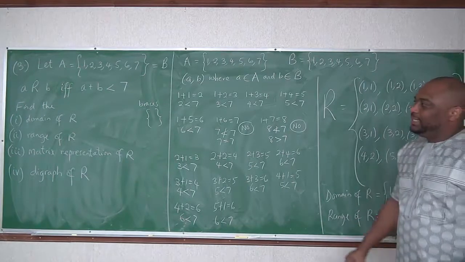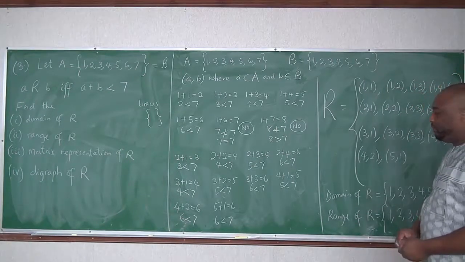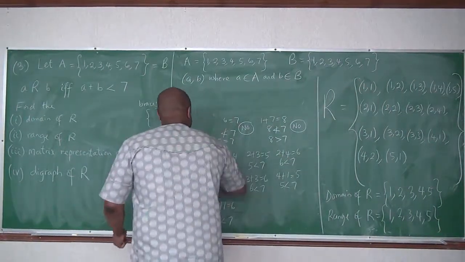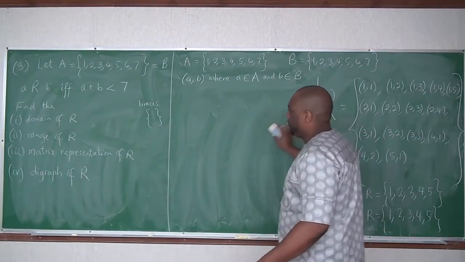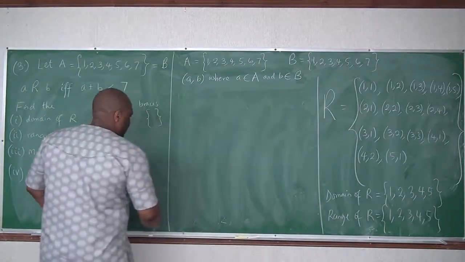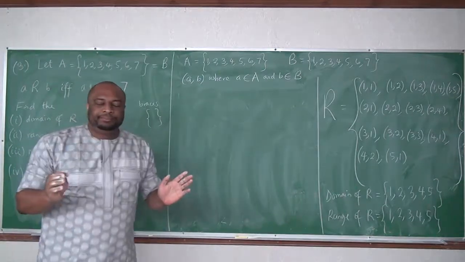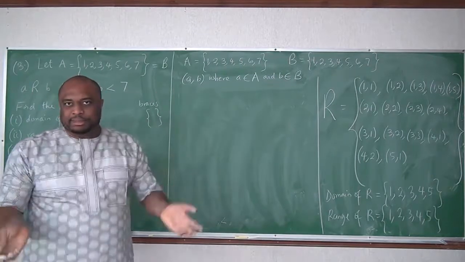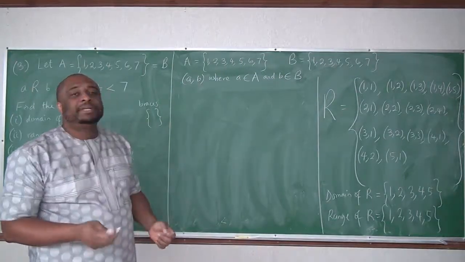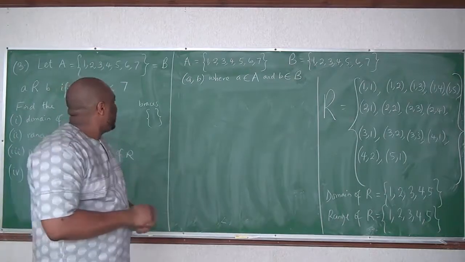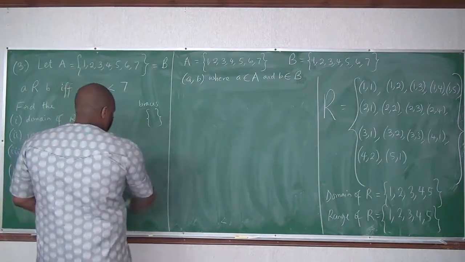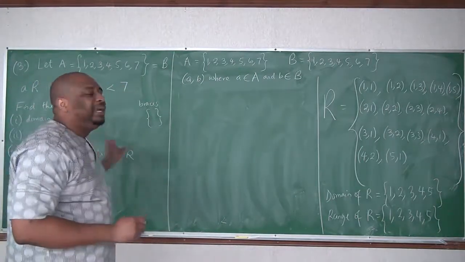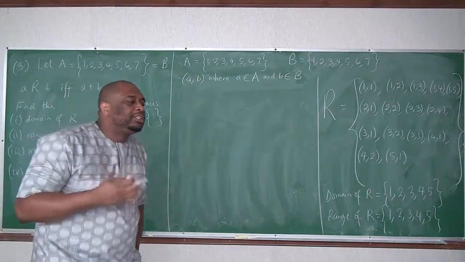The next question says matrix representation of R. So let's look at how we can put this in matrix form. A is a set of 7 elements, B is a set of 7 elements. So we're going to use that. The technique here: you can also represent a relation this way.